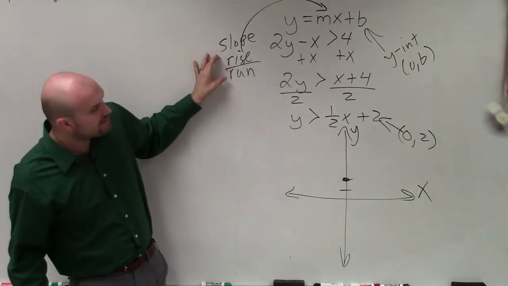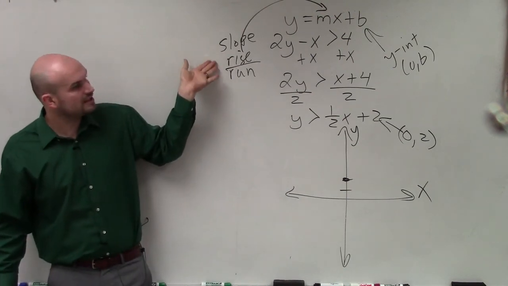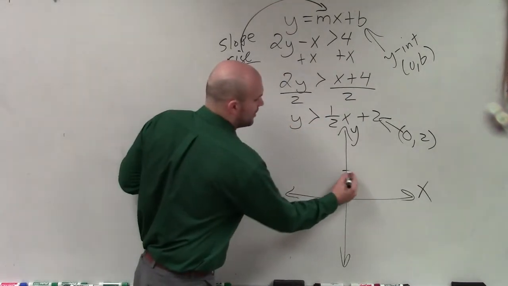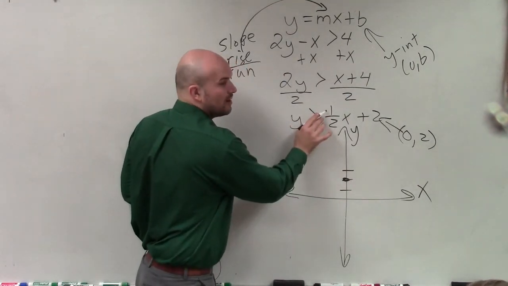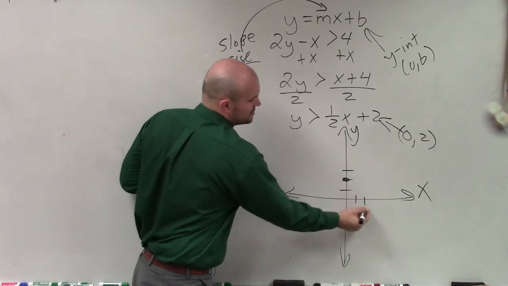And remember, the slope represents the change in the y-coordinates over the change in the x-coordinates, otherwise known as rise over run. So to find the next point, the change in the y-coordinates is 1, so I go up 1. The change in the x-coordinates is positive 2, so I go over 2.